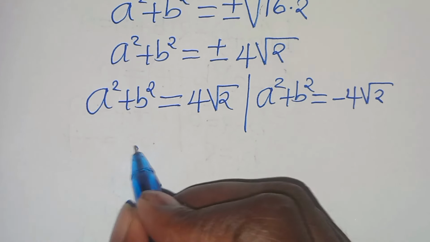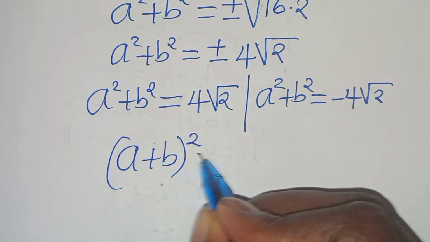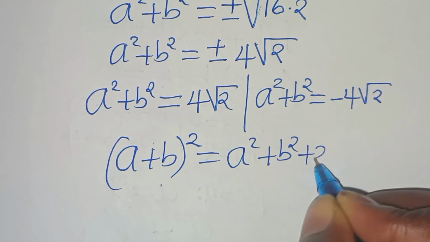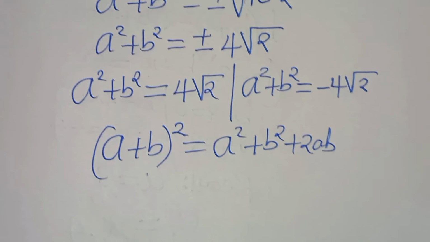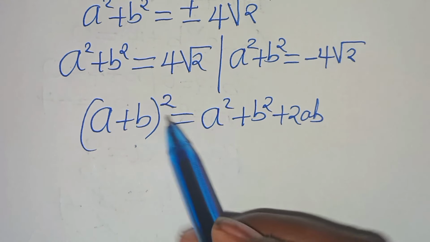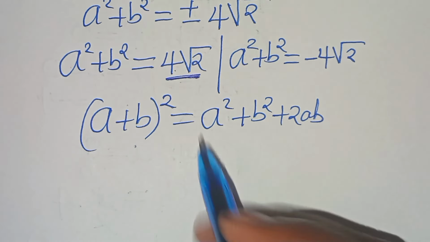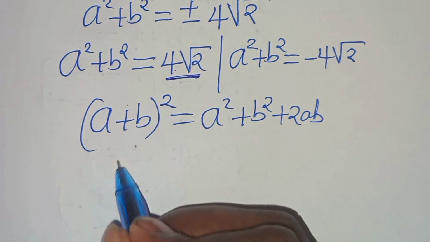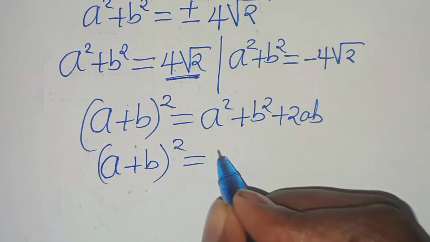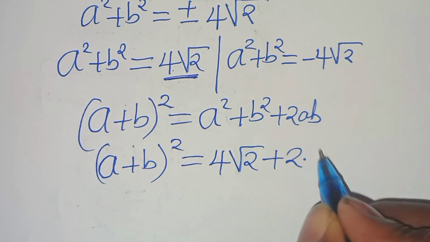Now we have that (a plus b) raised to the power of 2 is the same thing as a squared plus b squared, then plus 2ab. Now we have the first a squared plus b squared, which is 4 root 2. So we can substitute 4 root 2 here, so that (a plus b) squared is equal to 4 root 2, then plus 2 times ab, which is equal to 2.